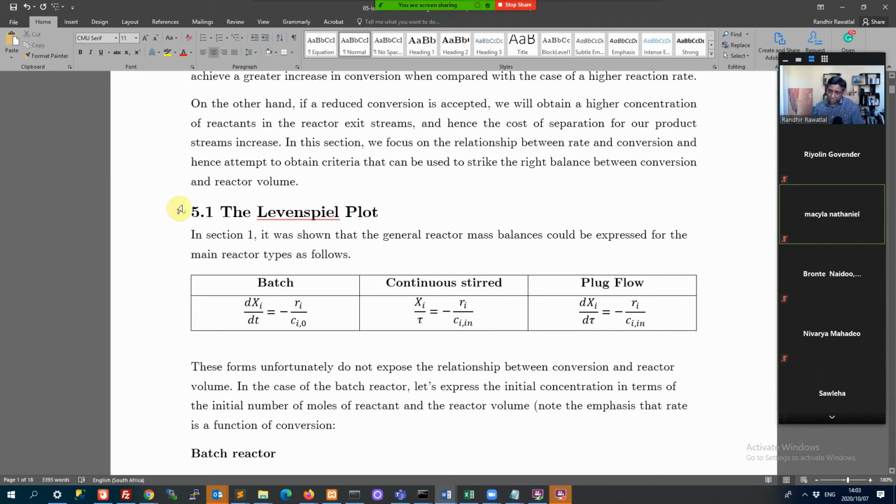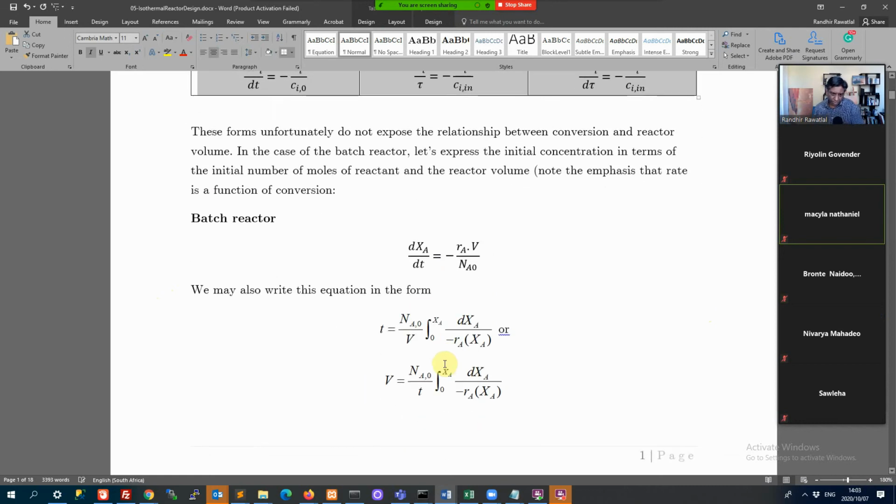In developing the Levenspiel plot, we start first by reminding ourselves what the material balances look like. All these we developed in the lectures previous to this one. Then we look at the factors that help us estimate the volume, our design variable. So let's look at how we do that in the case of the batch reactor. We know the material balance for the batch reactor looks like this, but there's this derivative in here, so we need to integrate this thing.